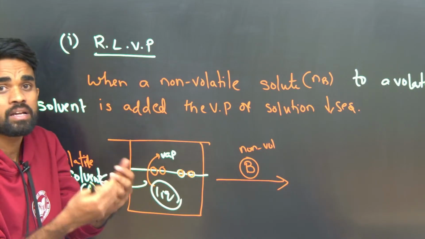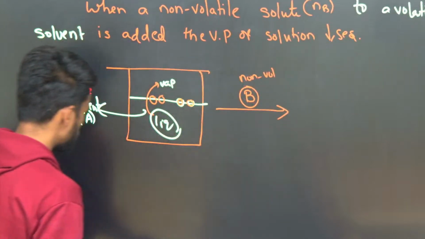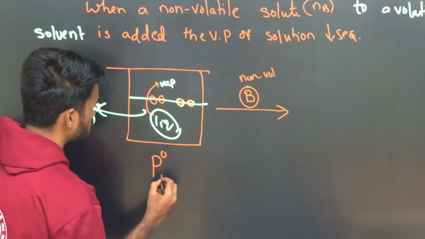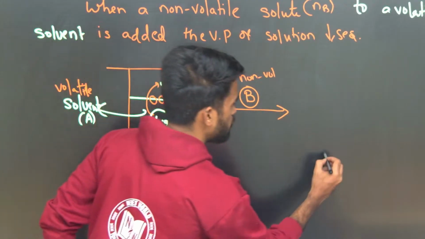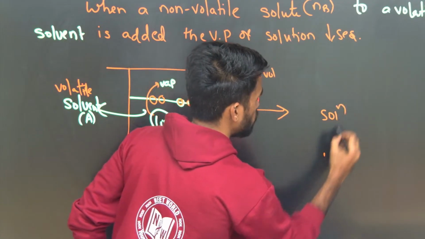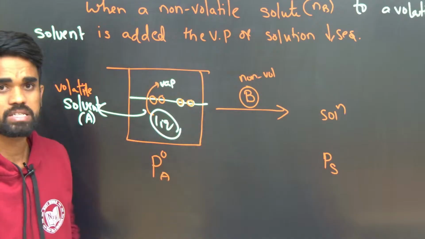Therefore vapor pressure decreases. If I say P naught is the initial vapor pressure of this solvent A, now what happens here? It becomes a solution, right? So I am writing PS. So PS is the vapor pressure of this solution.